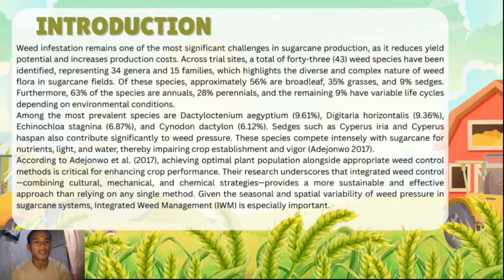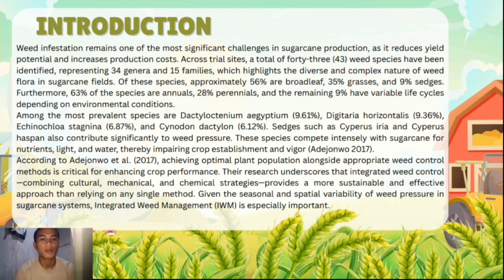Weed infestation remains one of the most significant challenges in sugarcane production, as it reduces yield potential and increases production costs. Across three sites, a total of 43 weed species have been identified, representing 34 genera and 15 families, which highlights the diverse and complex nature of weed flora in sugarcane fields. Of these species, approximately 56% are broadleaf, 35% grasses, and 9% sedges. Furthermore, 63% of the species are annuals, 28% perennials, and the remaining 9% have variable life cycles depending on the environmental conditions.